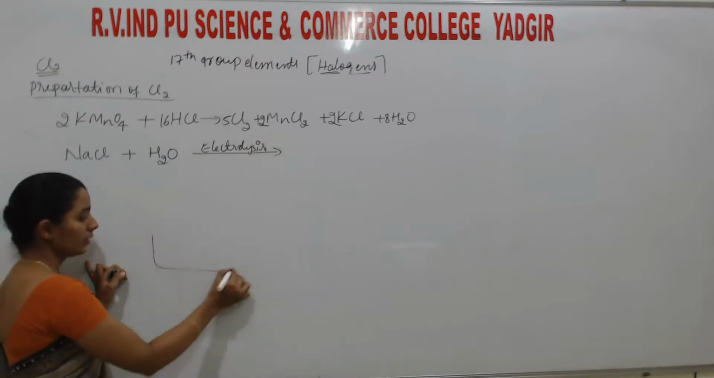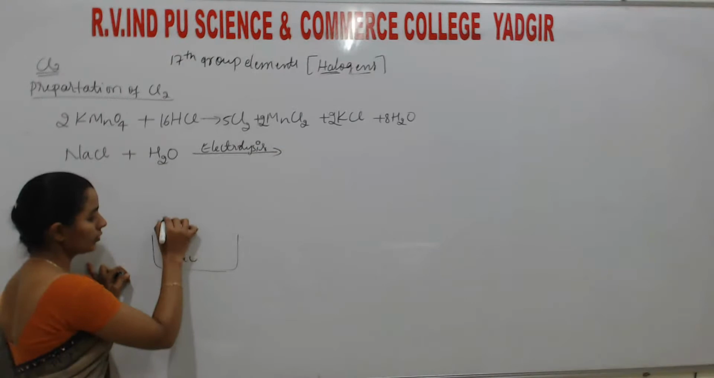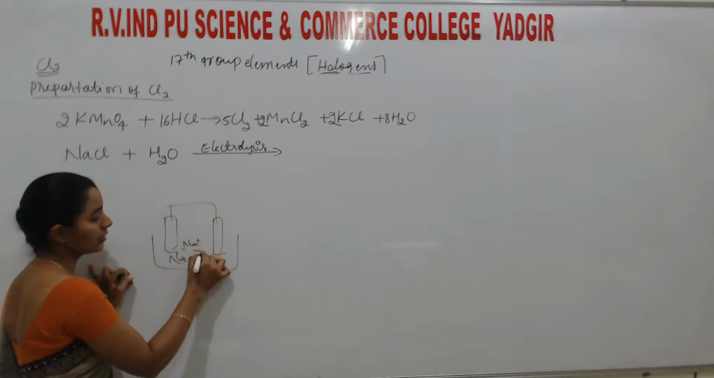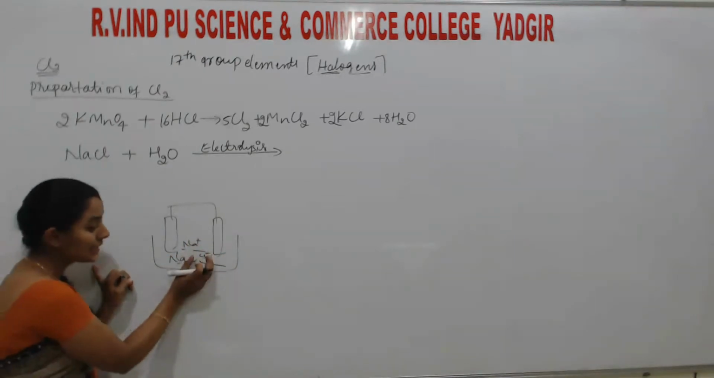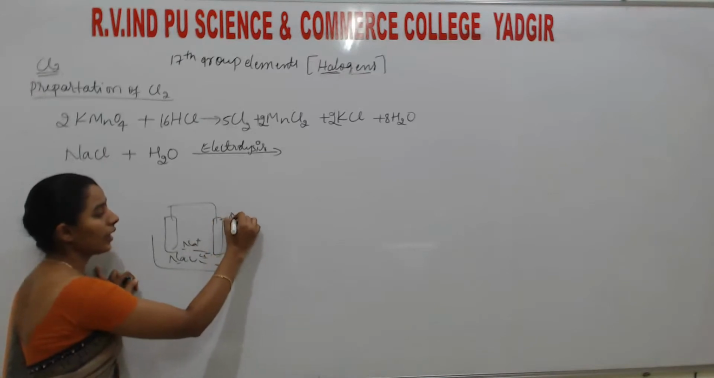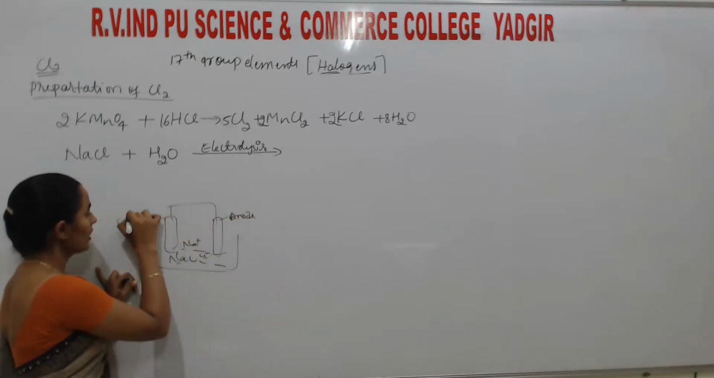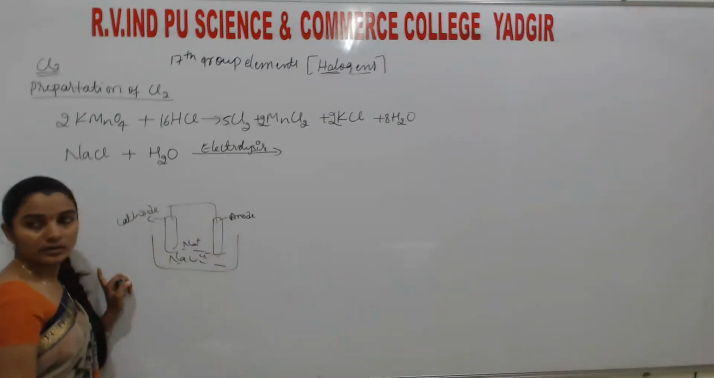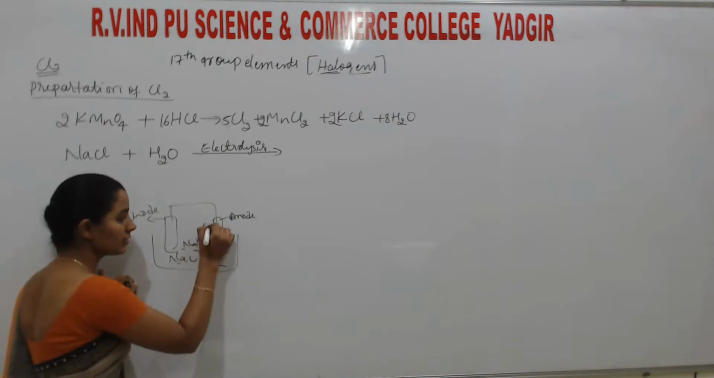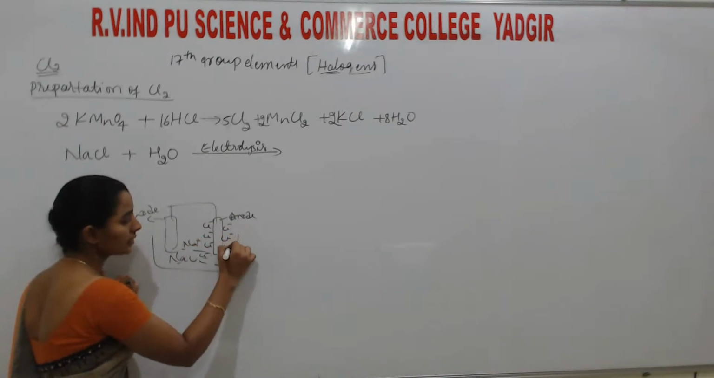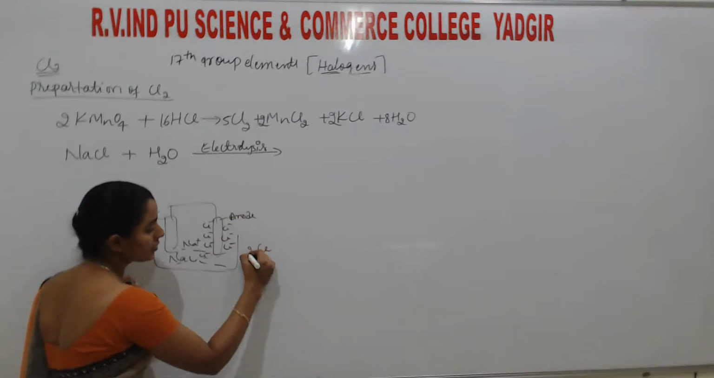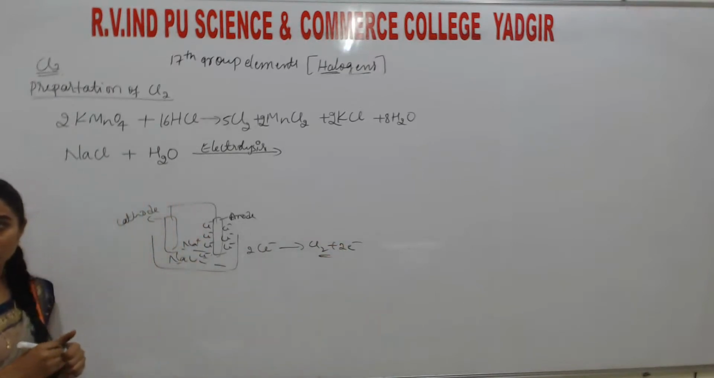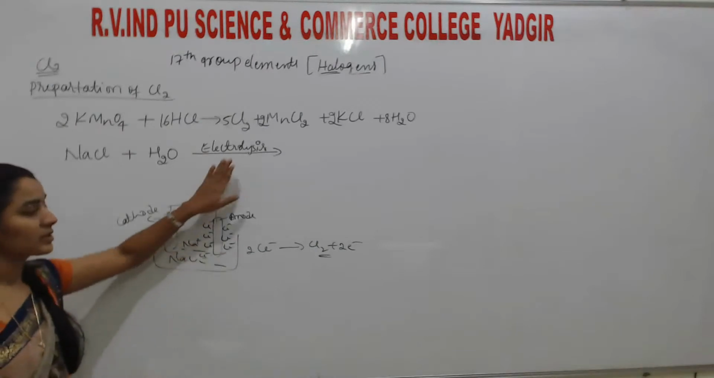Electrolysis means here NaCl solution is there, 2 electrodes will be there. And this is an aqueous solution, so Na plus ions and Cl minus ions will be there. So this Cl is precipitated at the anode. This one is the cathode. Anode means where the Cl minus ions, the negative ions, are attracted. 2 Cl minus lose an electron and become Cl2. Understand? This is the electrolysis process.